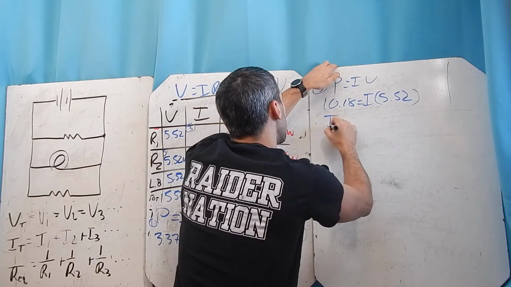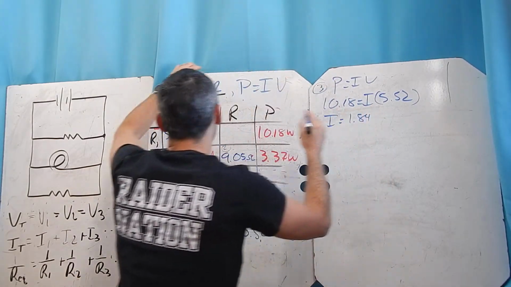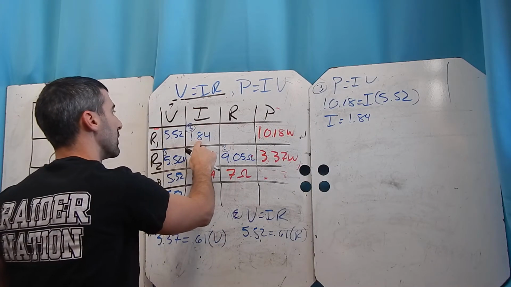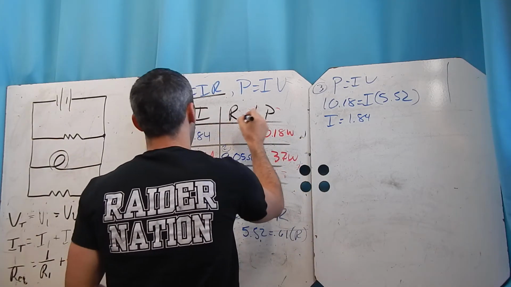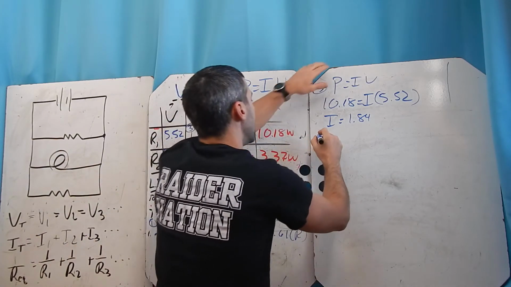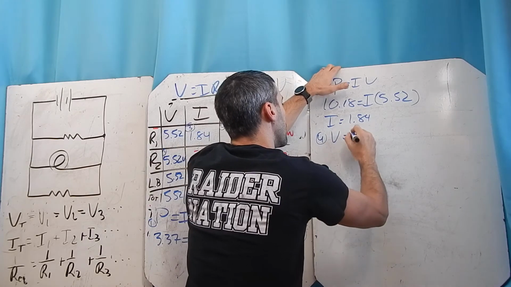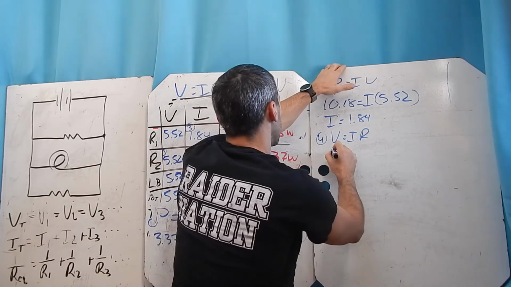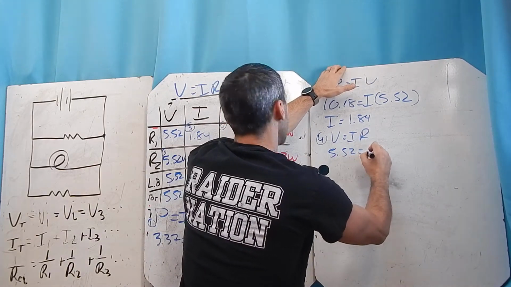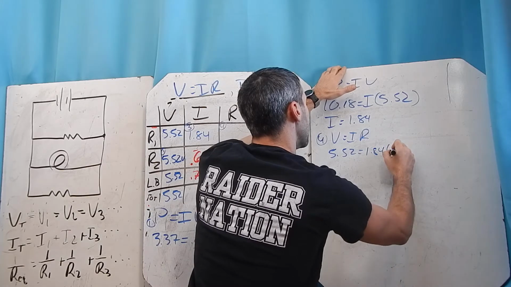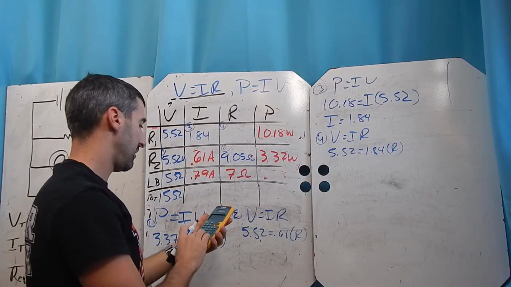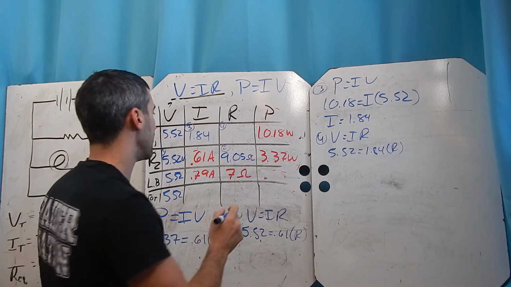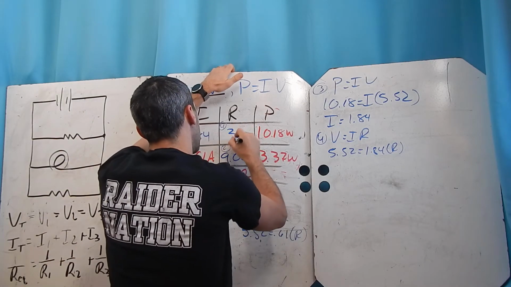So I have a current of 1.84. Now I can do V equals I times R. That would be number 4, it looks like. Number 4, V equals I times R. Let's see, sorry. 5.52 equals 1.84 times R. So divide 5.52 by 1.84. That comes out to 3 ohms.